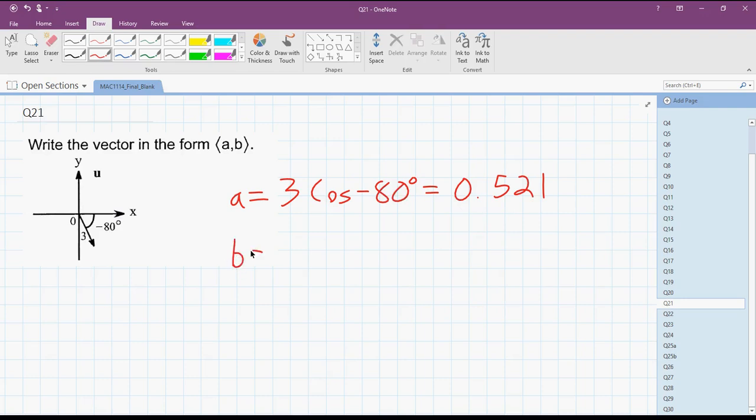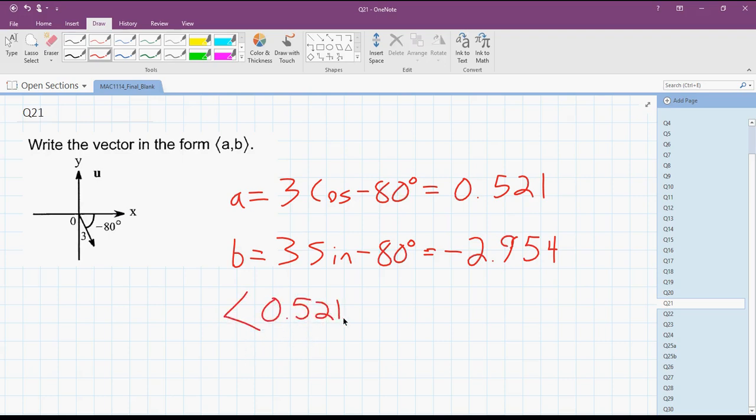Okay. Our magnitude is still 3, but this time it is sine negative 80 degrees. And to the nearest thousandth, what is 3 times sine negative 80 degrees? Perfect. So your vector, once you put it in, would look like this. 0.521, comma, negative 2.954. Fix that 9. There we go. There's your component form.